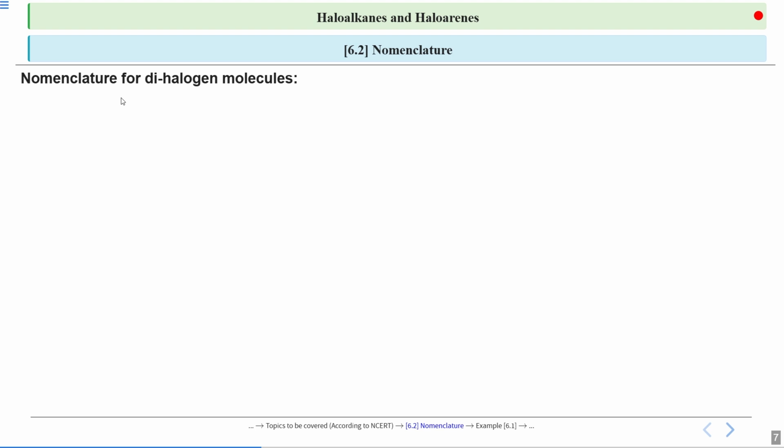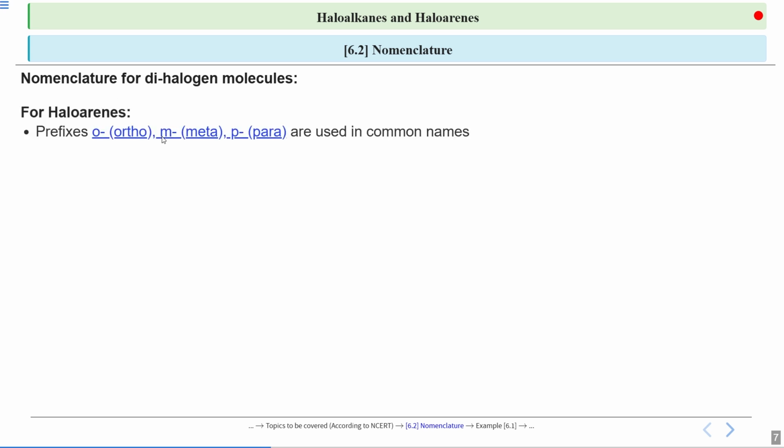Let's move further towards the nomenclature for dihalogen molecules. So for the haloarenes, that means when the halogen is connected with the aromatic ring, the prefixes O, which is for ortho, M, which is for meta, and P, that is for para, are used in the common names for the haloarenes. Okay, and IUPAC uses the numbering 1,2, 1,3 and 1,4 respectively for these.